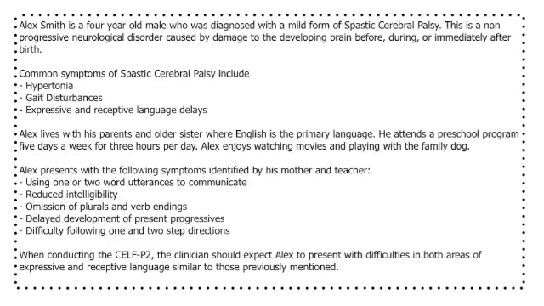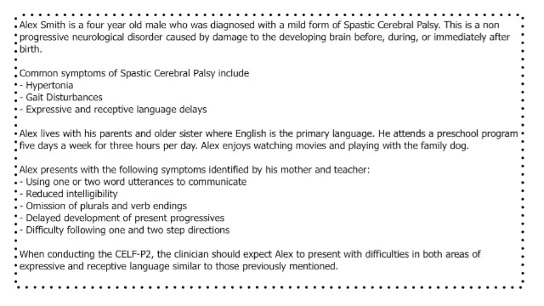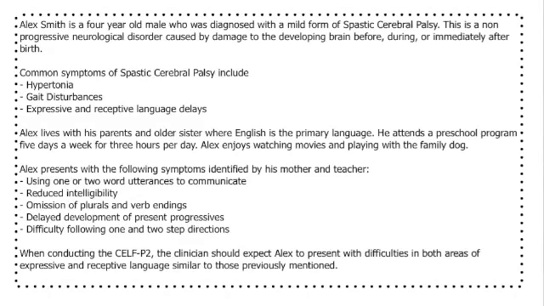Alex presents with the following symptoms: using 1 or 2 word utterances to communicate, reduced intelligibility, omission of plurals and verb endings, delayed development of present progressives, and difficulty following 1- and 2-step directions. When conducting the CELF P2, the clinician should expect Alex to present with difficulties in both areas of receptive and expressive language similar to those previously mentioned.